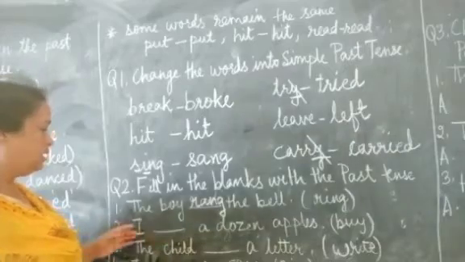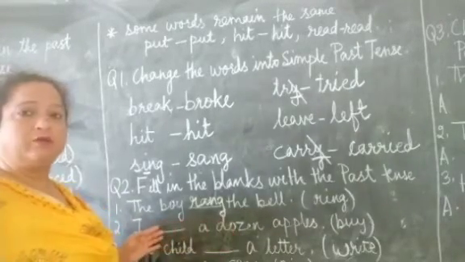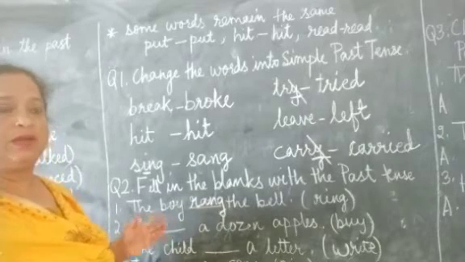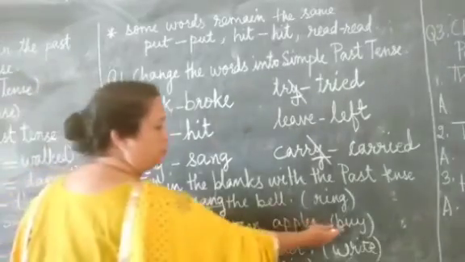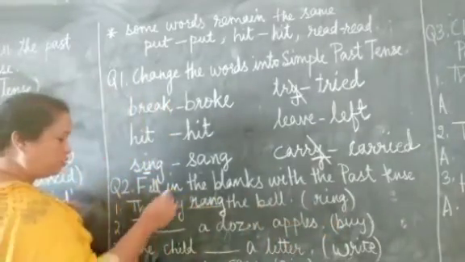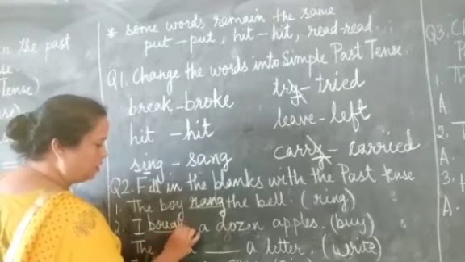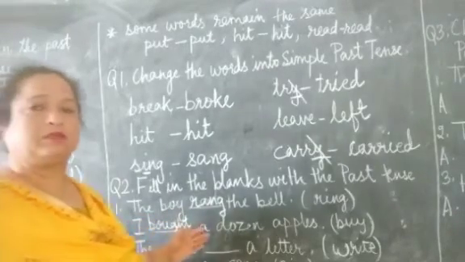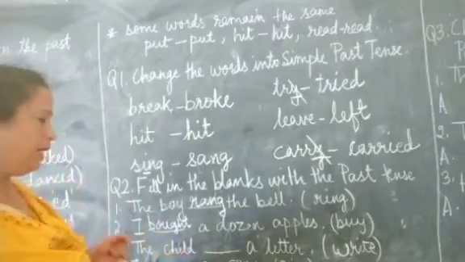The next is I dash a dozen apples. So if I write buy over here, this sentence is a simple present tense sentence, but I need to change it into the past tense form. For that, I need to change the verb into the V2 form. So buy will become bought. B-O-U-G-H-T. So I bought a dozen apples. This shows an action that was done sometime back.